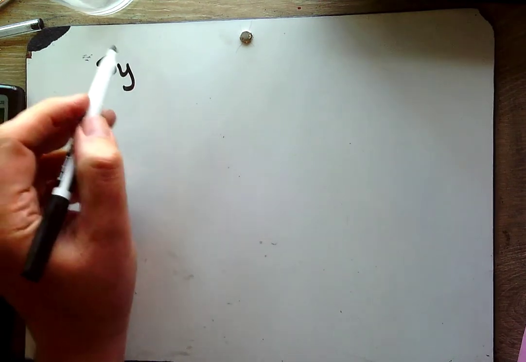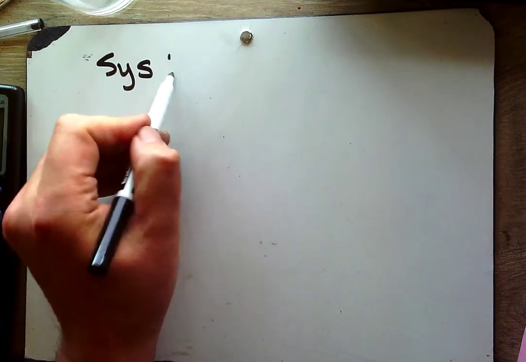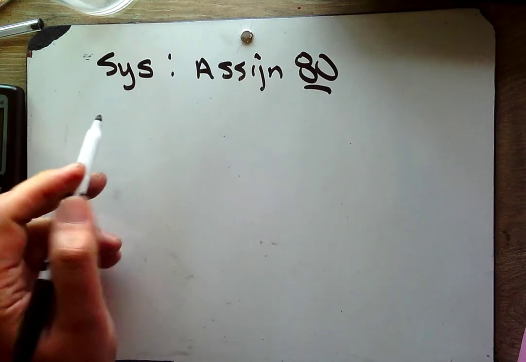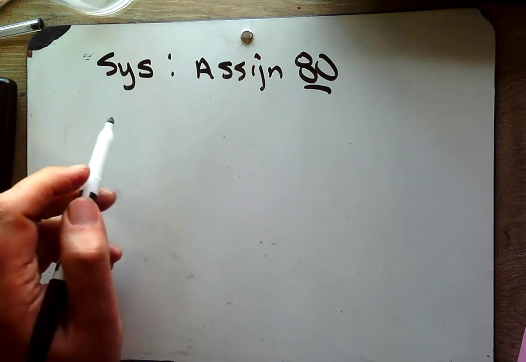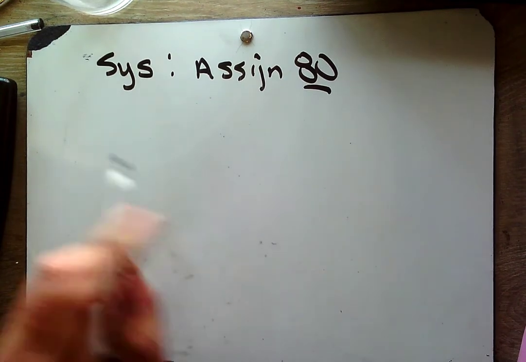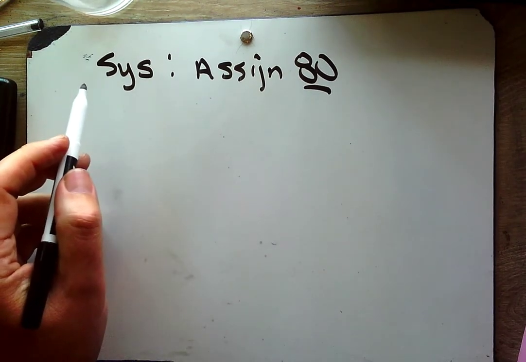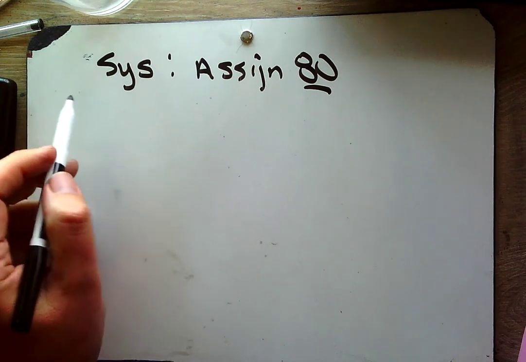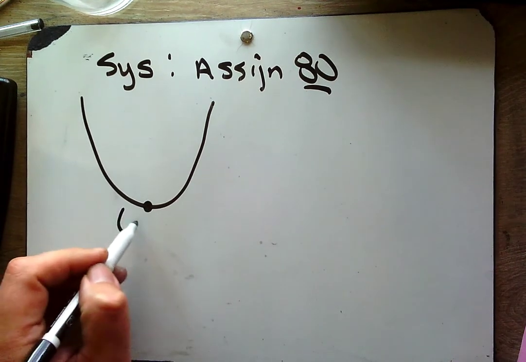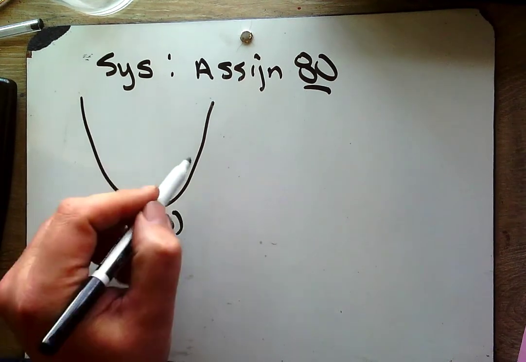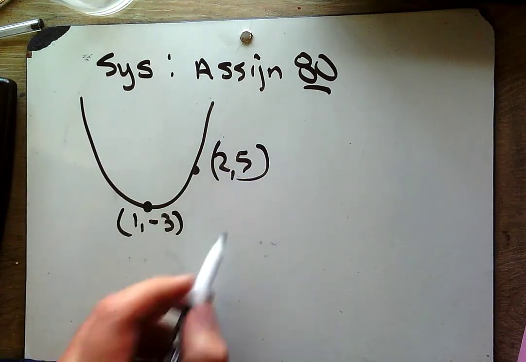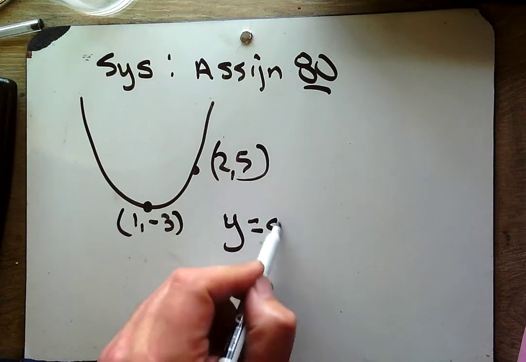I would like to take a look at applications for three variable systems. So this is assignment 80. And I want to start by, do you remember back in the polynomials unit where I gave you some information about a parabola and you then wrote the equation of that parabola? Yeah? And so you said, okay, I know the vertex, so I'll use vertex form.